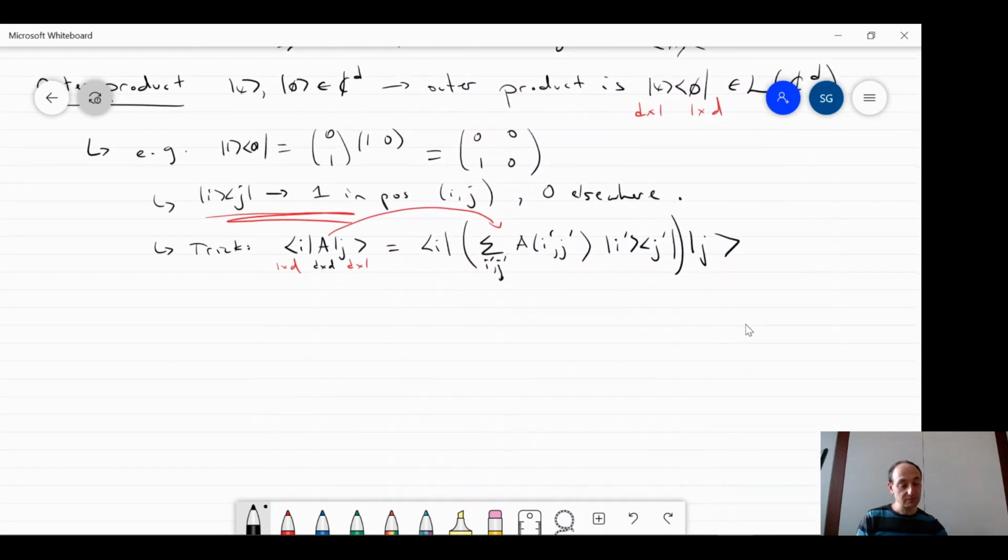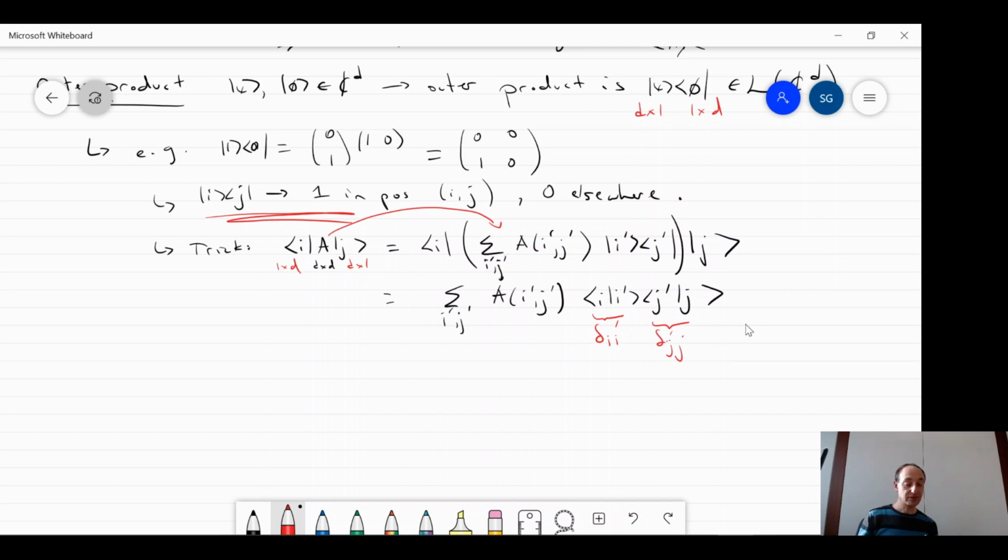So that's a very succinct way of writing down A. And now I just use the fact that the standard basis is orthonormal to rewrite this as i prime, j prime, A of i prime, j prime, i prime, j prime, j. These are orthonormal vectors, so you get a Kronecker delta showing up. And so the only term that will survive this double sum is when i equals i prime, j equals j prime, and that is nothing other than i comma j.